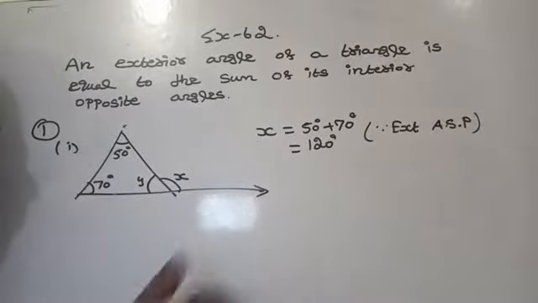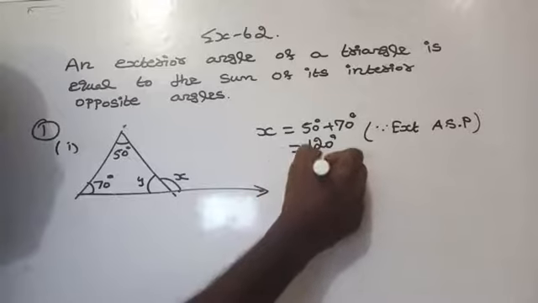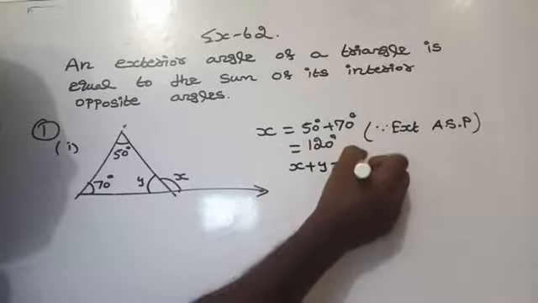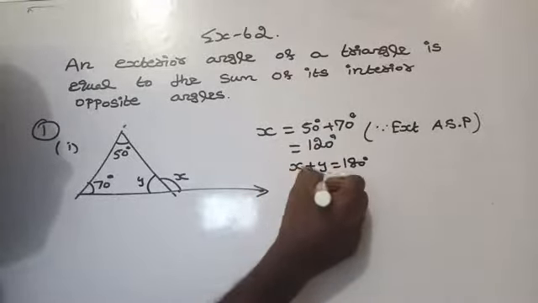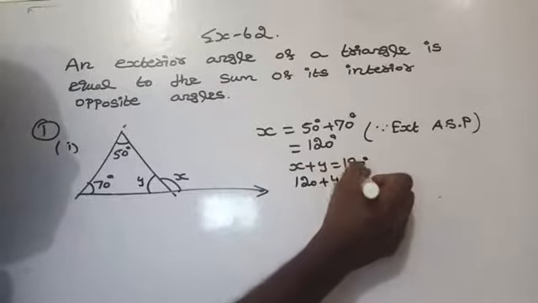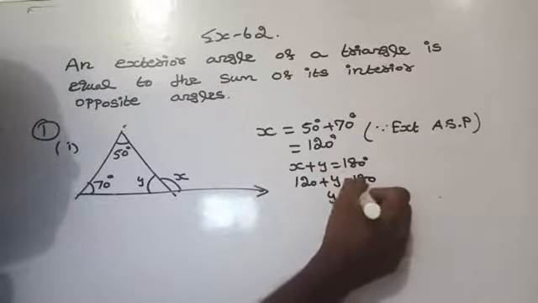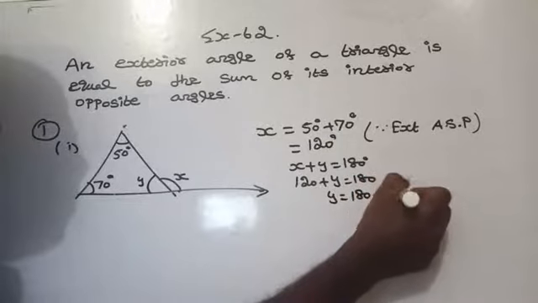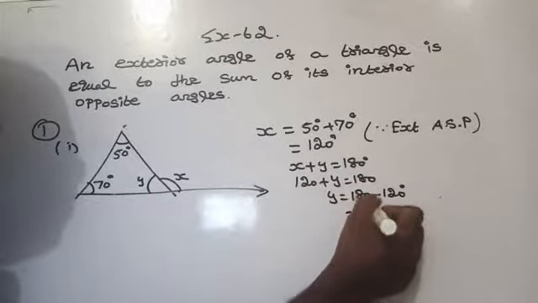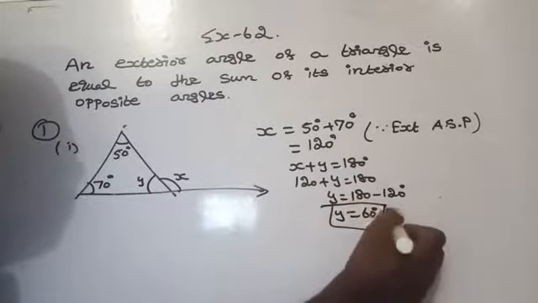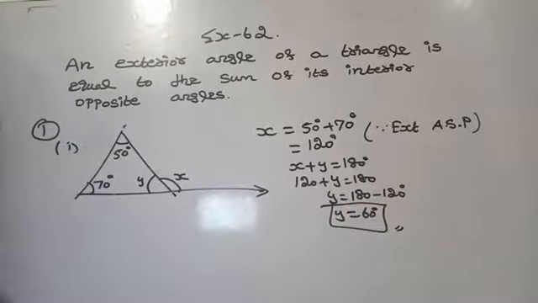How? By using linear pair. X plus y is equal to 180. So x is 120, so 120 plus y equals 180. So y equals 180 minus 120, which is equal to 60. Are you getting here? Yes. Shall we move to the next question? Yes. What is the next question for you?